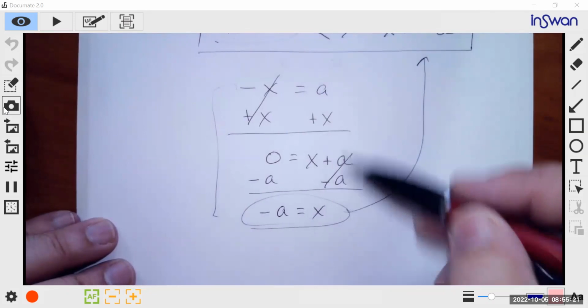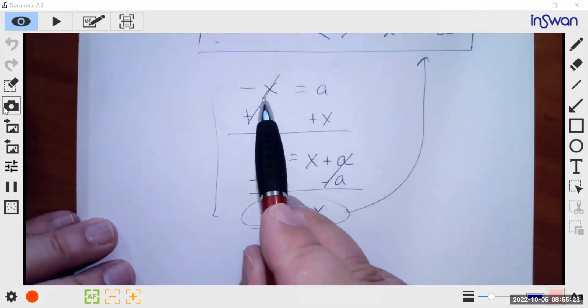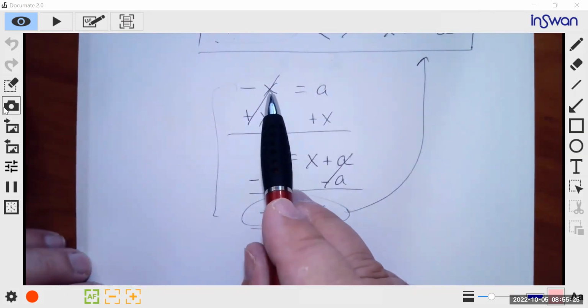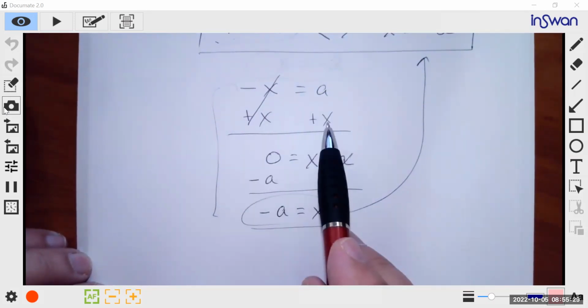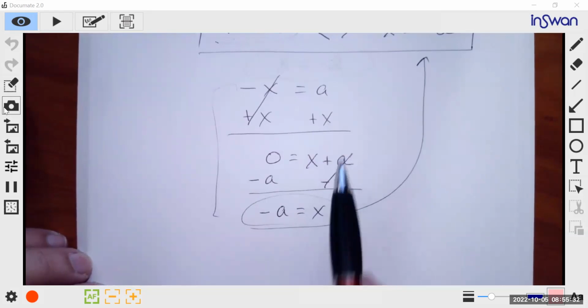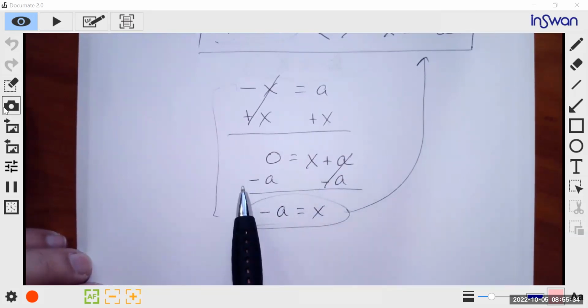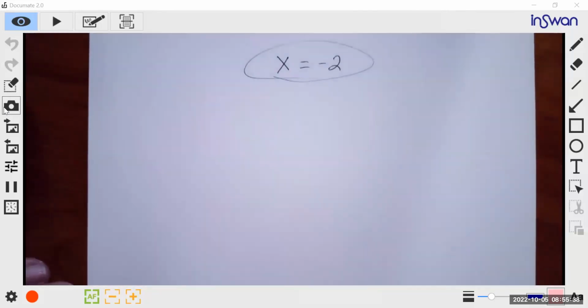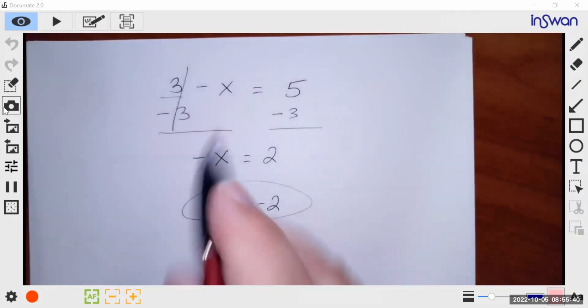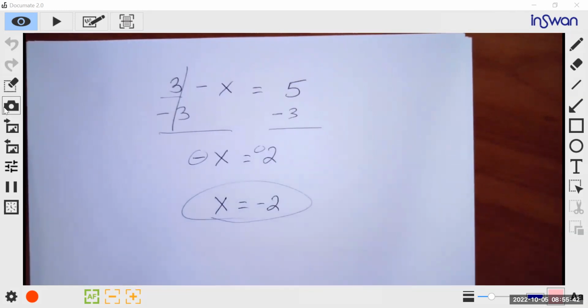That's what I just showed you here. If I was to do this algebraically, I have to move the negative x to that side, so I add x to both sides. I have to get rid of the a. How do I get rid of the a? By subtracting the a. So I'm changing the signs by moving them around. Instead of wasting my time doing that, I could just go ahead and change the signs and I'm done.